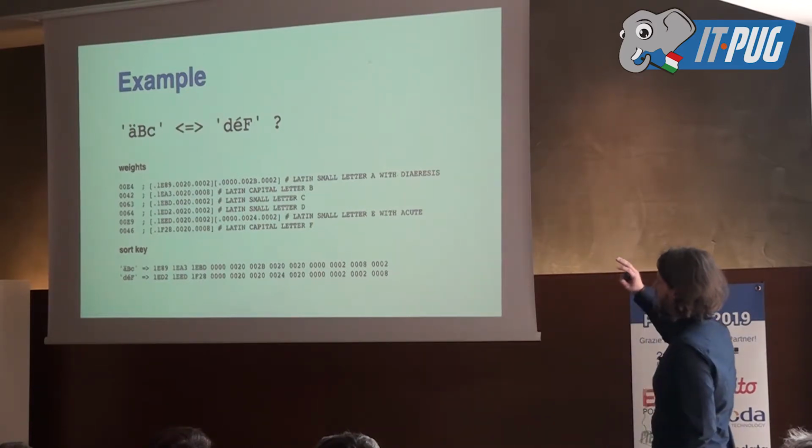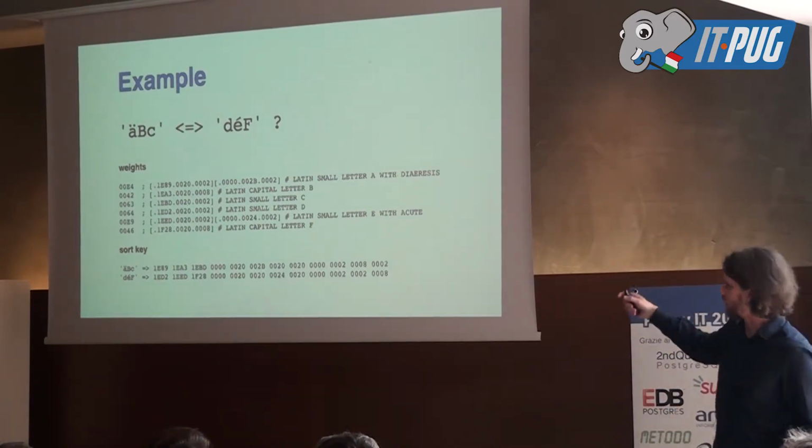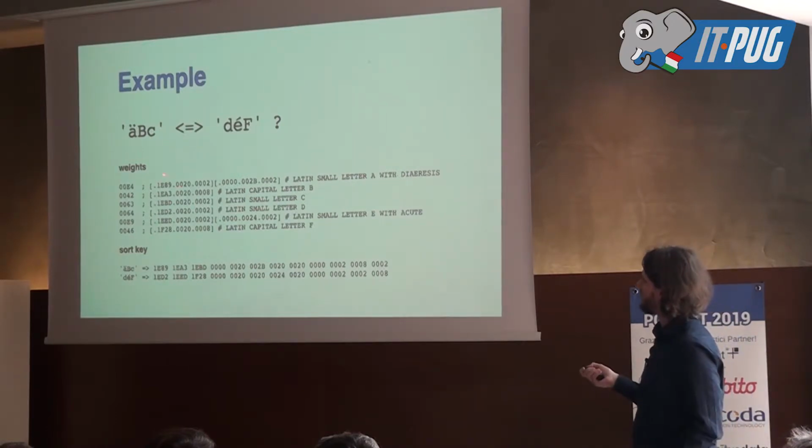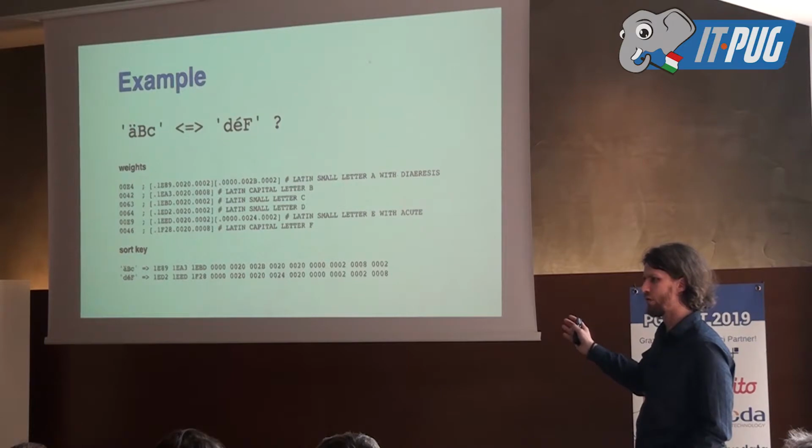But what is happening here, and this is kind of the takeaway, is that the first pass is just the letter, the base letter, so to speak. The second pass is the accent. And then the third pass, you compare the uppercase versus lowercase. This is how it works.